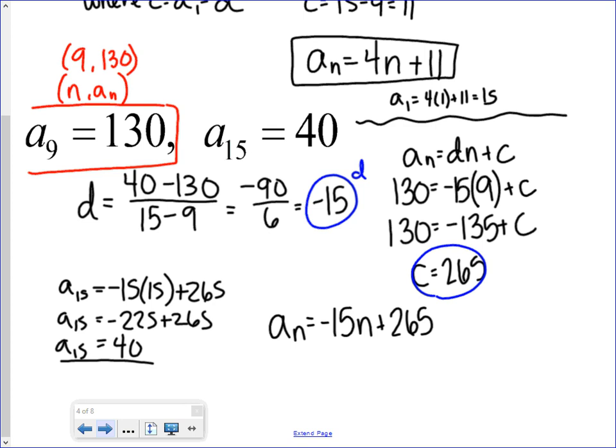That's the nice thing about sequences, there's not always one right way to do it. So you could come up with that rule in different ways, but I really like this method with my dn plus c. So that kind of sums it up for a few examples with writing the explicit rule for the arithmetic sequence. We want to move on and go ahead and talk about arithmetic series.